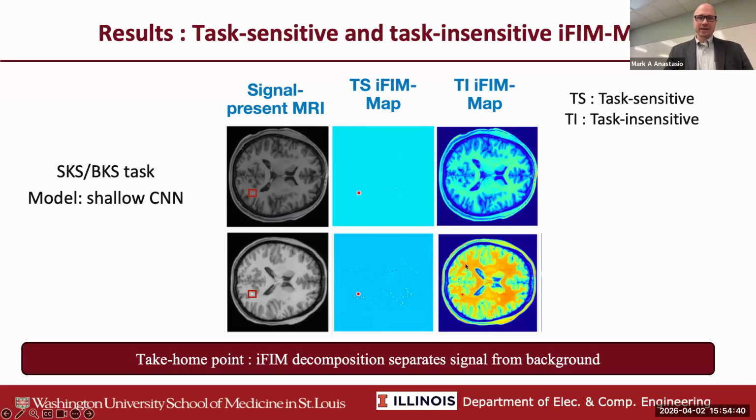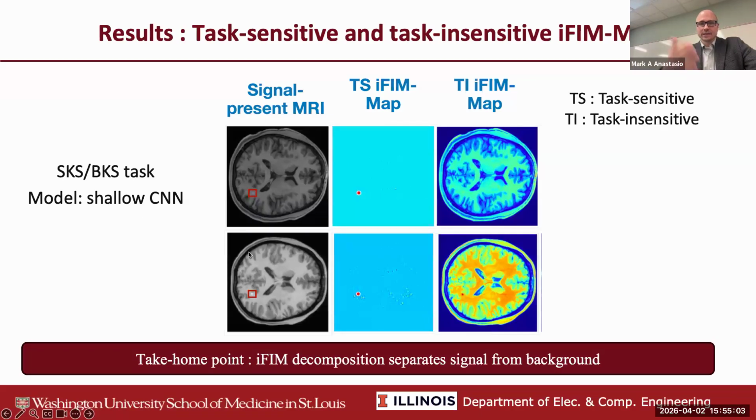And again, this is a simple case, but I think it's a really interesting case. On the left column, these are examples of the true object, corresponding to the signal present condition. In the top and bottom row, these are two different examples, both corresponding to a signal present. And you can see the signal is enclosed by that red bounding box.